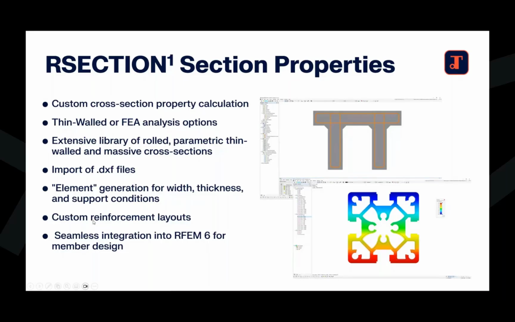Also for massive sections, you can go ahead and define the custom reinforcement layout. So we may have a very complex massive section here. You have the ability to define both the shear and the longitudinal reinforcement. And this way, when you bring this cross section into RFEM, we can also carry out the design here of the concrete member according to the ACI and CSA standards as well. So really seamless integration between this standalone program and RFEM 6.